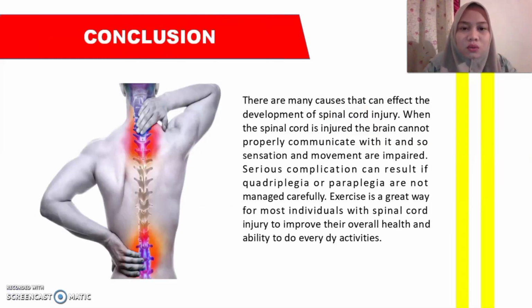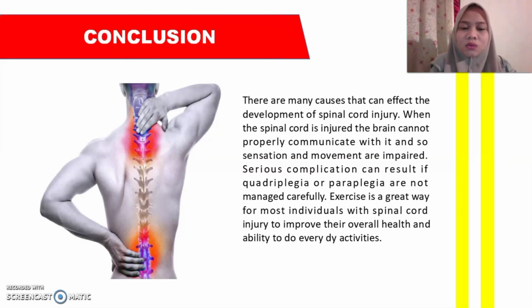So for the conclusion, there are many causes that can affect the development of spinal cord injury. When the spinal cord is injured, your brain cannot communicate properly, and so sensation and movement will be impaired. Serious complications will result, such as quadriplegia and paraplegia, if not managed carefully.